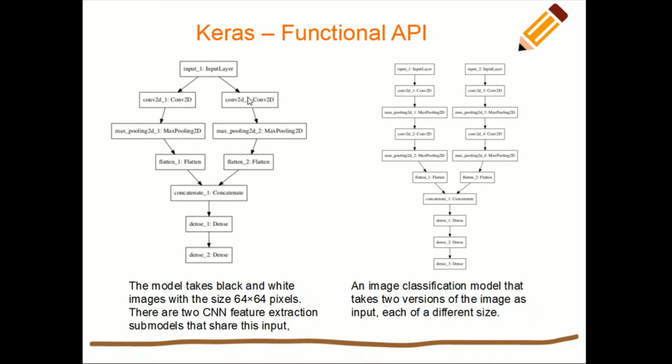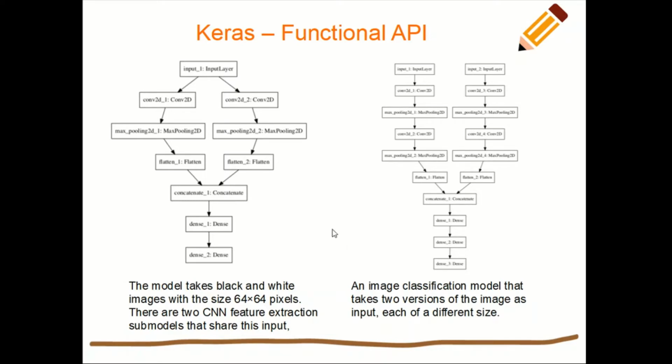So we apply different filters here, and then we combine the output and add some dense layers on top of it. In the second case, we have two different versions of the images, and they are processed by the convolutional layers here, and then going forward, we combine them using concatenate and then process it further through the dense layers.